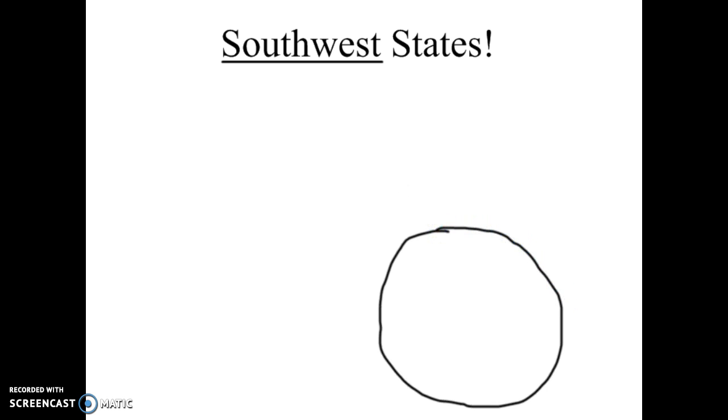Okay, this is Texas. Everything's bigger in Texas. And the 2-letter code for Texas is TX. Okay, so we've got Texas.